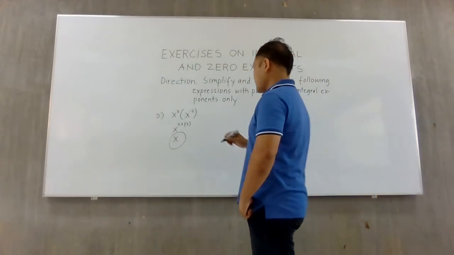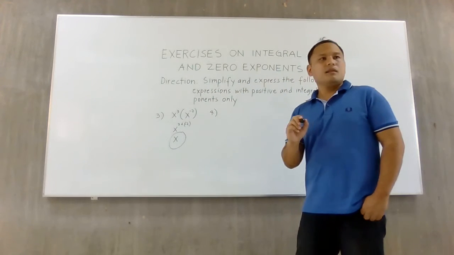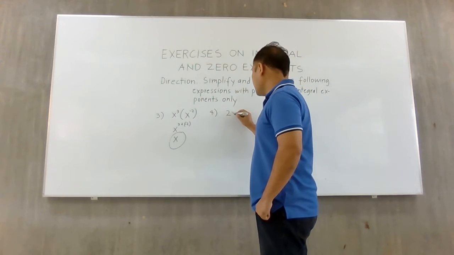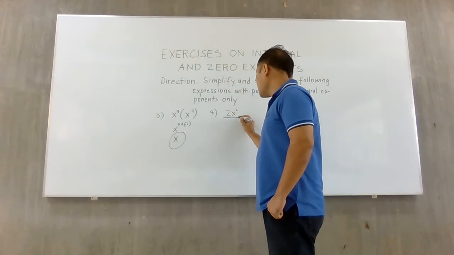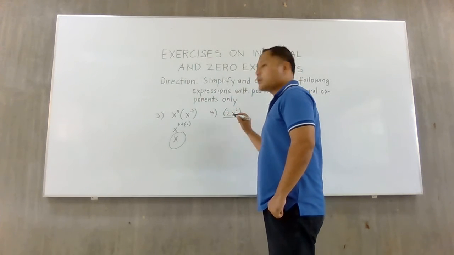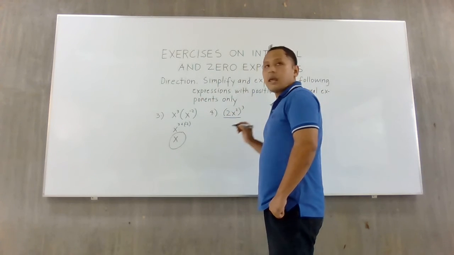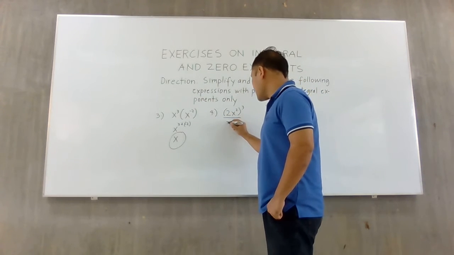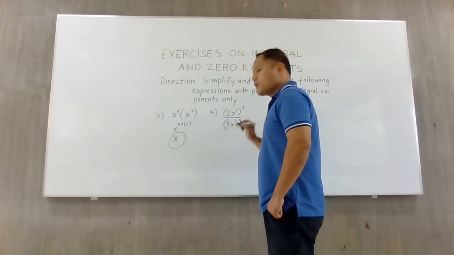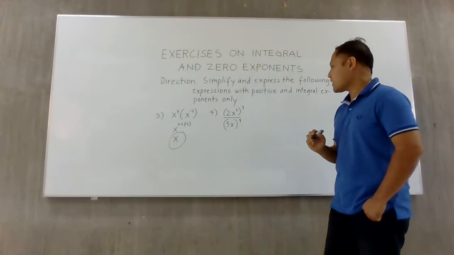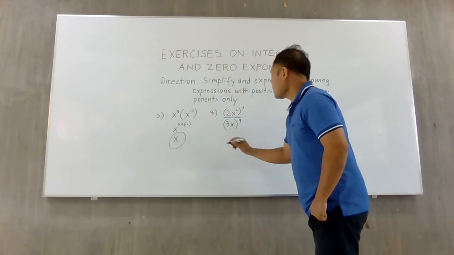Very, very easy. Let's have number 4. Let's have 2x squared, the quantity being raised to the power of 3, over 3x raised to the power of 4. Okay, madali lang to.